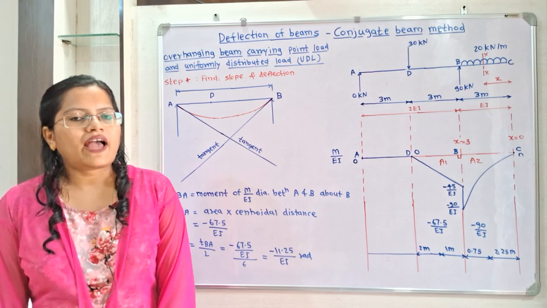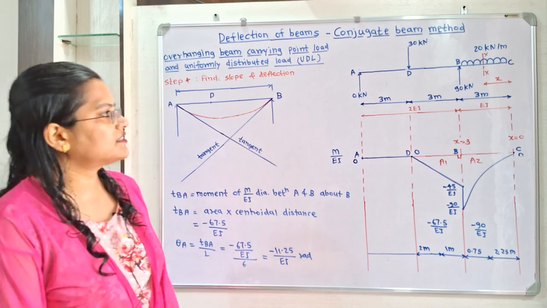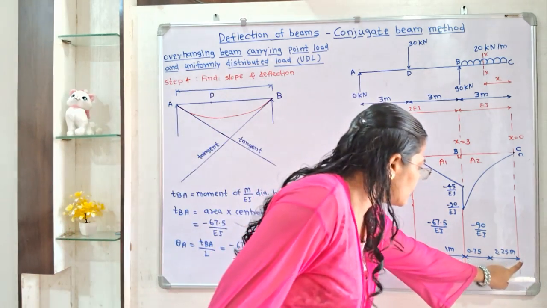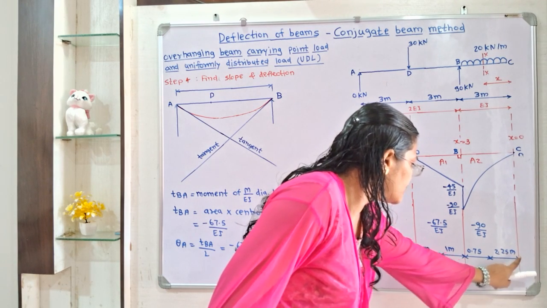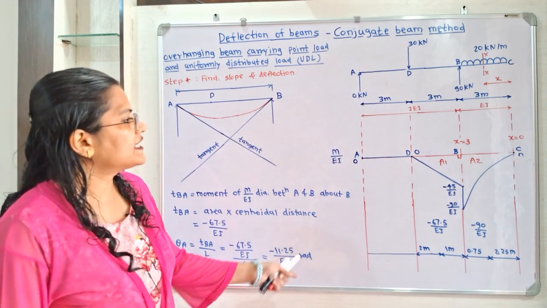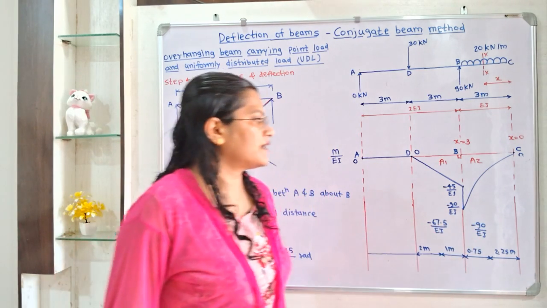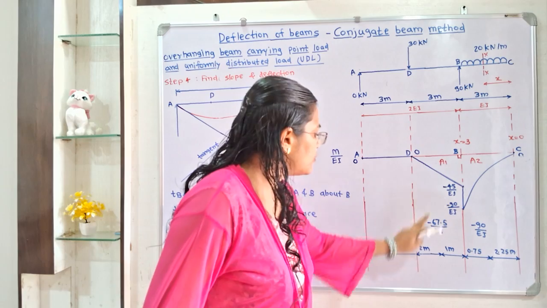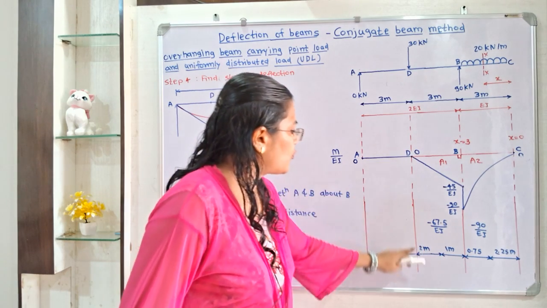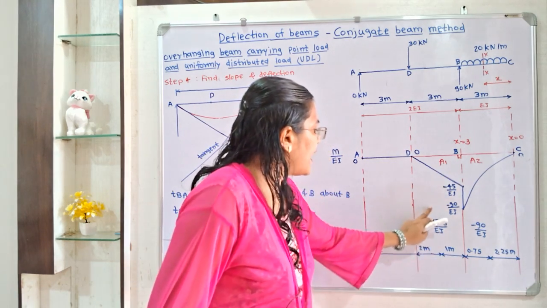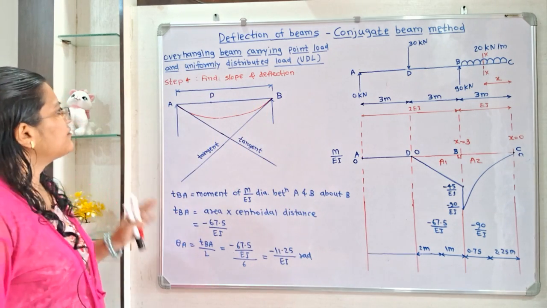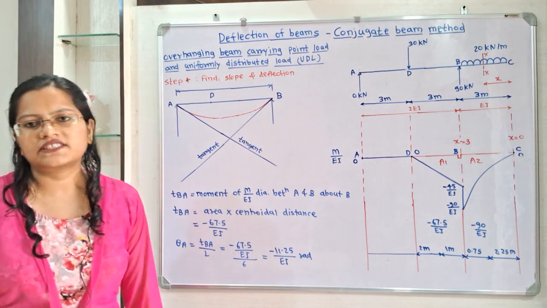So it is the value of x, and it is the distance from the point C. So we have to locate this centroid. If the centroid position is 2.25 meter from this point C, then the remaining distance is 0.75 meter, and the area A2 is minus 90 by EI. In the same way, for section DB also we have to locate the centroid, that is we have to show this distance from this point D as well as from this point B, and the area also, that is the area A1.